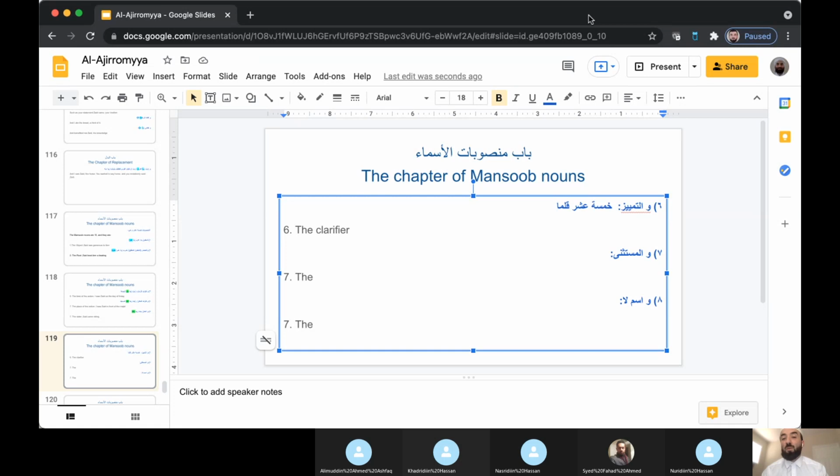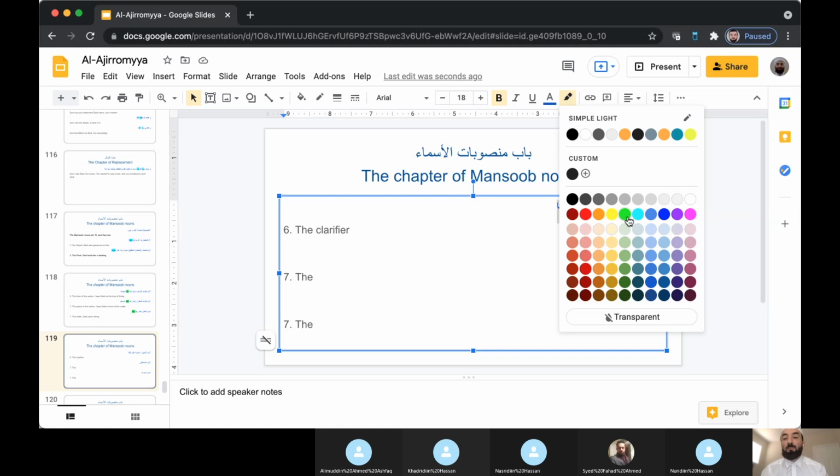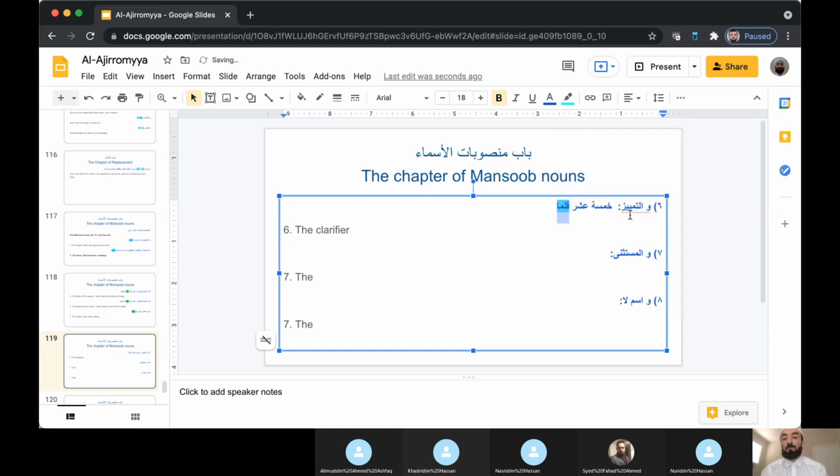Why? Because it is the clarifier. What does qalaman clarify here? The number 15, doesn't it? Because the number 15 by itself doesn't really make any sense in the real world. So when you say qalaman, it clarifies what you meant by 15. Does that make sense, or is that too confusing? Then it makes sense. Okay. So qalaman is basically the clarifier, which will always be mansub.